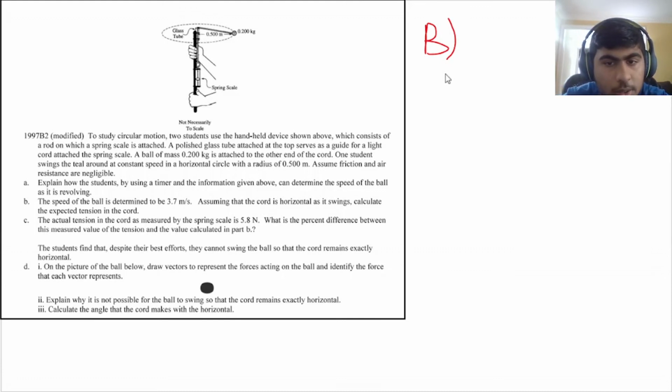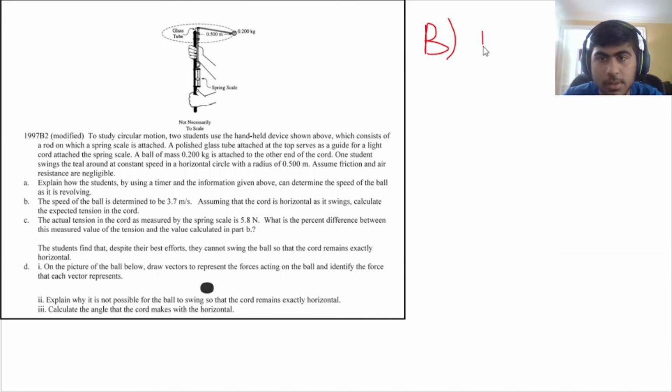Assuming that the cord is horizontal as it swings, calculate the expected tension in the cord. So remember when I said before in part A that we had a radius and a mass, and if we had the force, we could find our velocity. And I said we didn't have a force. Well, guess what? Now we have a velocity. So now we can find that force. And that's what they're asking us for, because tension is the centripetal force in this question, right? That tension in the rope is what's giving it the centripetal force. Also, there's nothing else to provide that force. There has to be the tension.